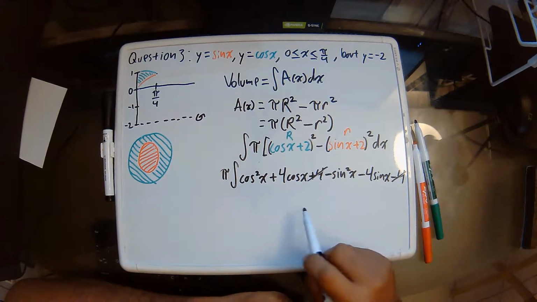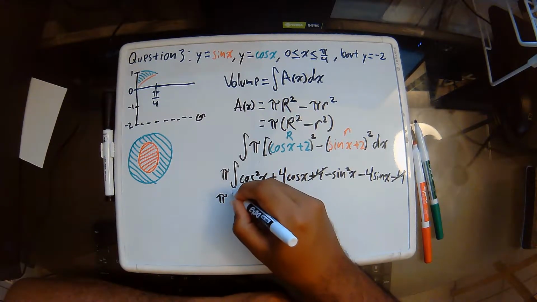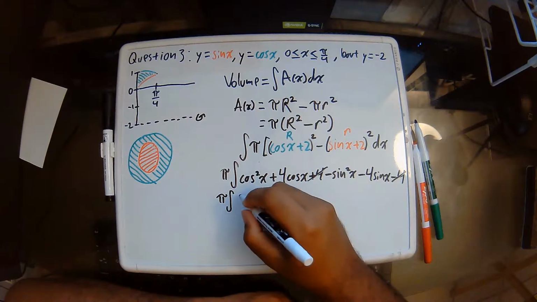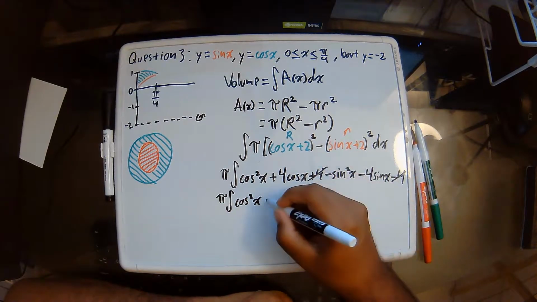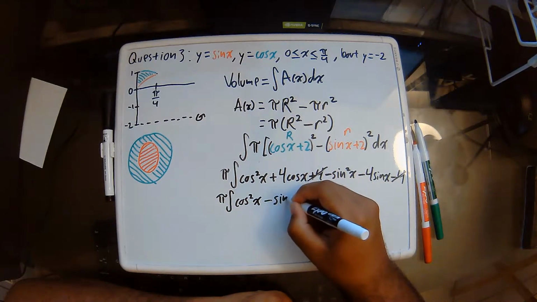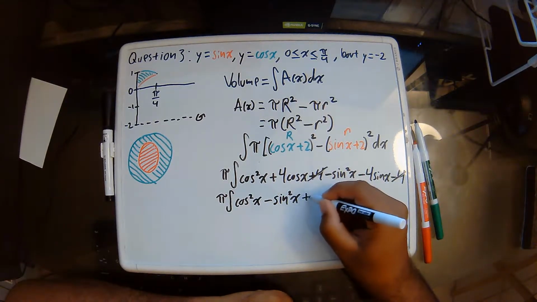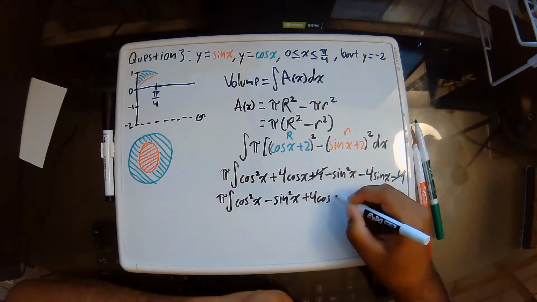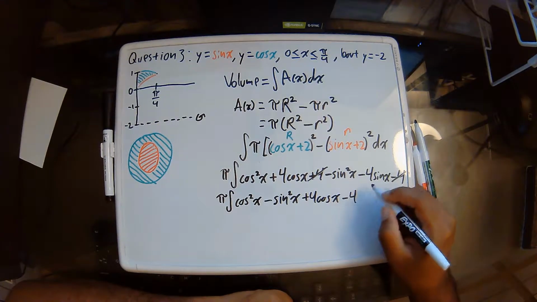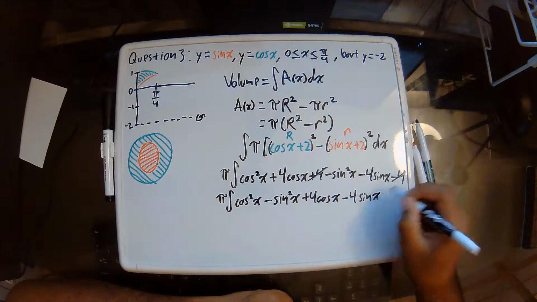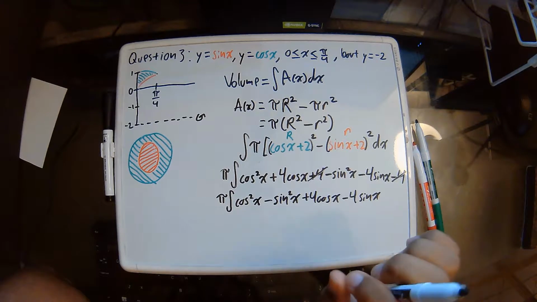And I'm going to rearrange it a little bit. Pi, again on the outside, integral cosine squared x minus sine squared x. We have a plus 4 cosine x, we have a minus 4 sine x. Okay. So, we can almost integrate this.